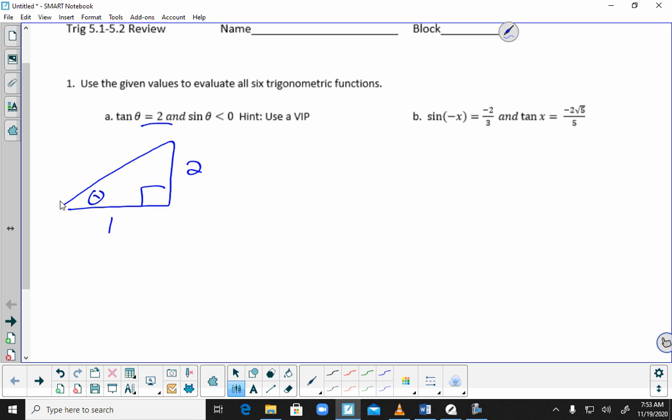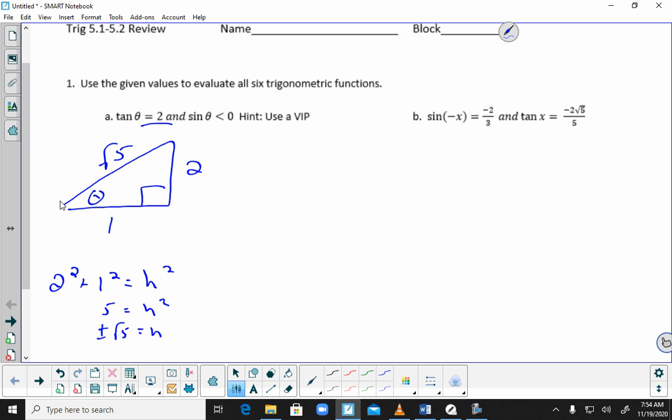I'm going to use the Pythagorean theorem, so 2 squared plus 1 squared is equal to my hypotenuse squared. So that will be 5 is equal to h squared. H is equal to plus or minus the square root of 5. But I'm putting this on my hypotenuse, so that is going to be a positive square root of 5, because the hypotenuse can never be negative. Now that I have my triangle, let's list our trig functions.